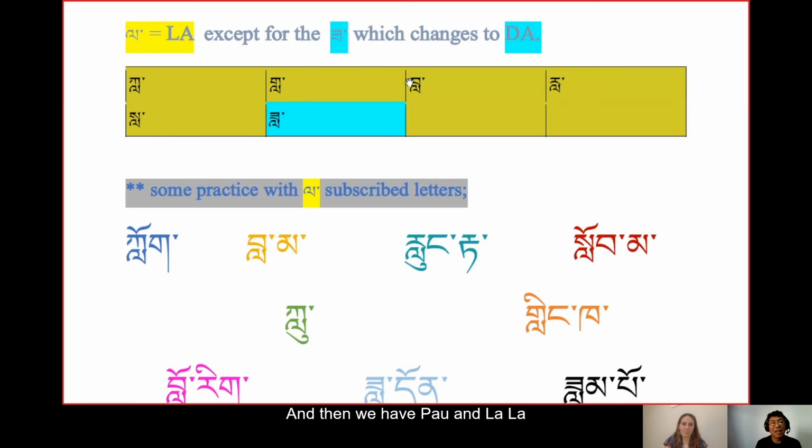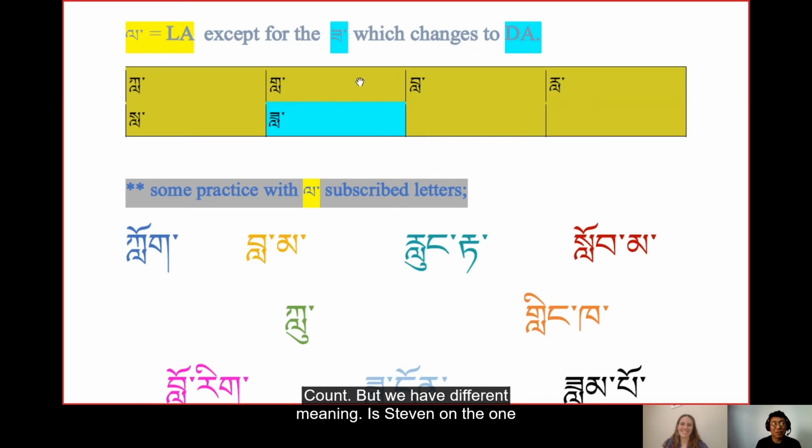Then we have pa and la: pa, lata, la. Then we have ra and la: ra, lata, la. Then we have sa and la: sa, lata, la. So all of these la sound the same, but we have different meanings.